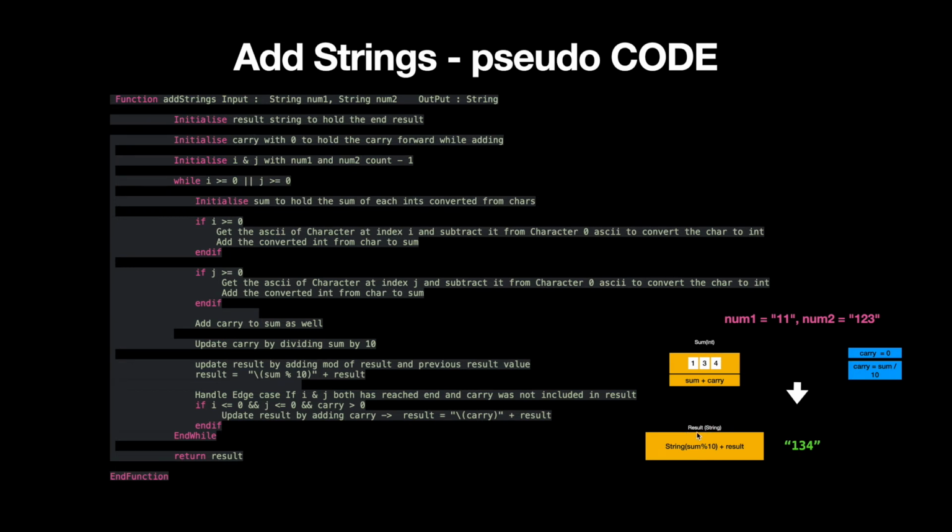We'll have a result string. This is the result string which will hold the end result. We'll have carry initialized with 0, which will hold the carry forward, and then we'll have i and j. So how do you loop from the backward?